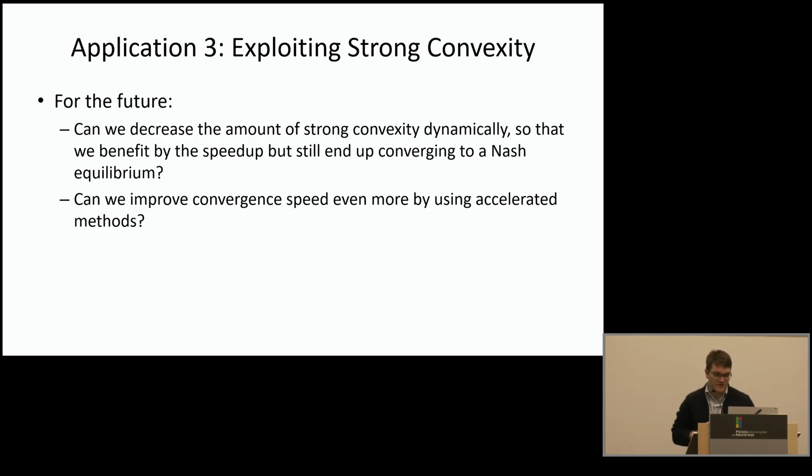And for the future, we're particularly interested in trying to understand, for instance, if this idea of using strong convexity, smoothing out the game, can be powerful enough to let us converge to saddle points, even Nash equilibria, faster than the state of the art.